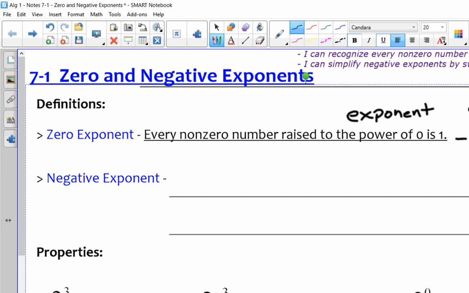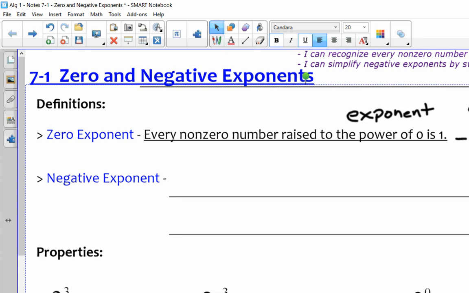And just to extend it, if I had something like a variable to the 0 power, okay? Now a variable actually represents a number. What it is, we don't know, but it is a number. And so basically, if I raise that to a 0 power, it's also going to be 1. Okay? All right. So there you go there.